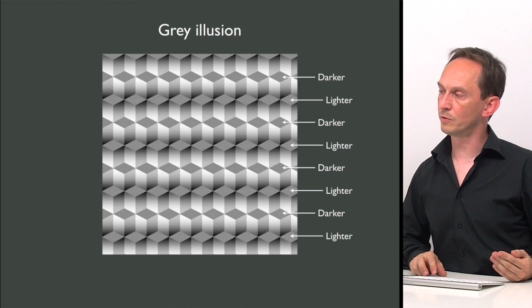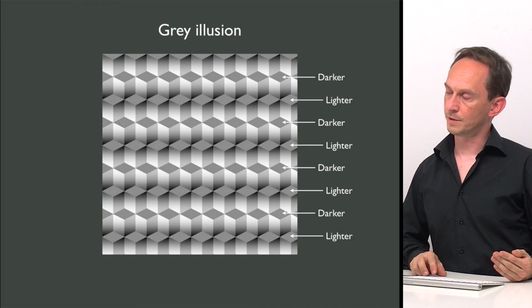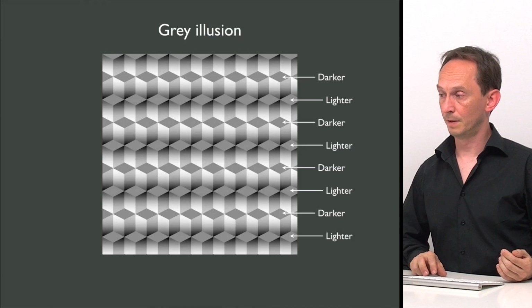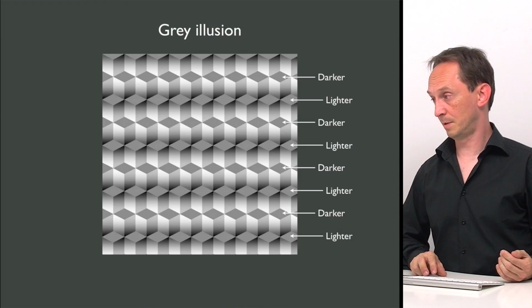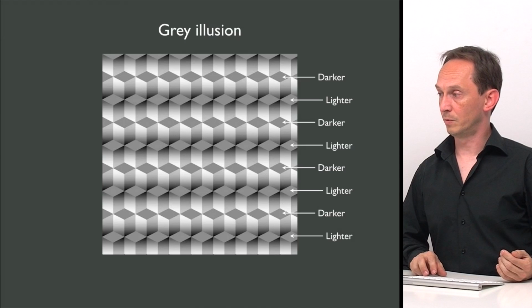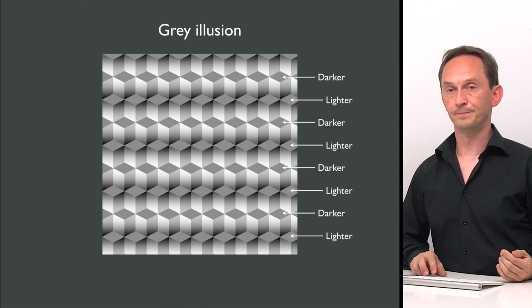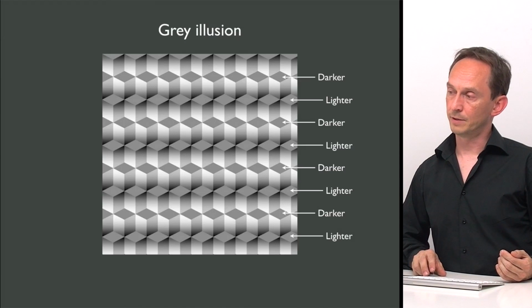Because look at these rows of boxes. The top of the boxes alternate between a darker and a lighter color, right? I mean, everybody can see that. It's just a row of boxes with darker, lighter, darker, lighter. But watch what happens if I draw a gray bar across the image.